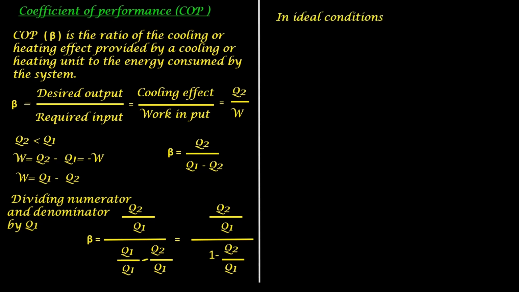In ideal condition, that is when no heat is wasted or lost, just as what happens in the case of a Carnot engine, we have not discussed that, we will be discussing that later, Q2 will be equal to T2, that is the temperature of the sink, the space from where heat is absorbed. And Q1 will be equal to T1, that is the amount of heat released will correspond to the temperature of the external environment, which we call the source. So Q2 by Q1 can be taken as T2 by T1.